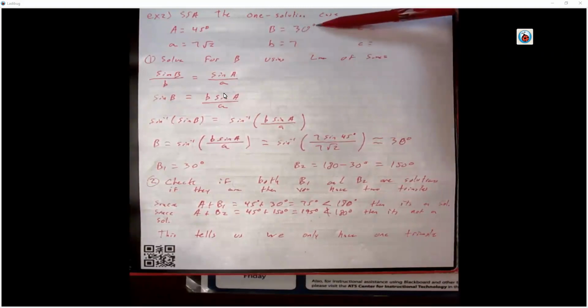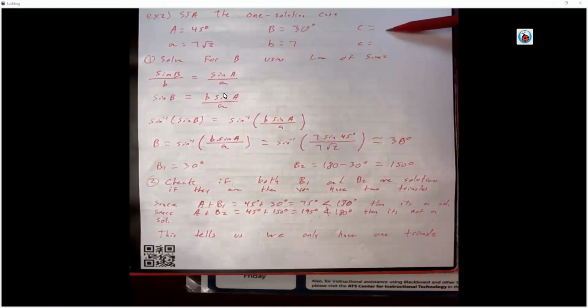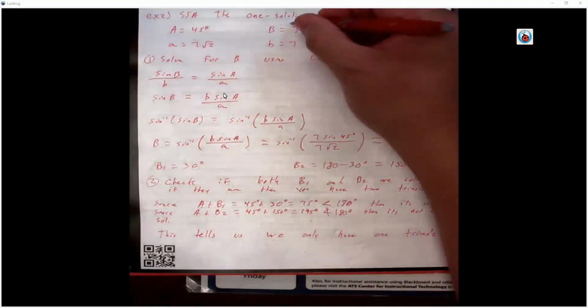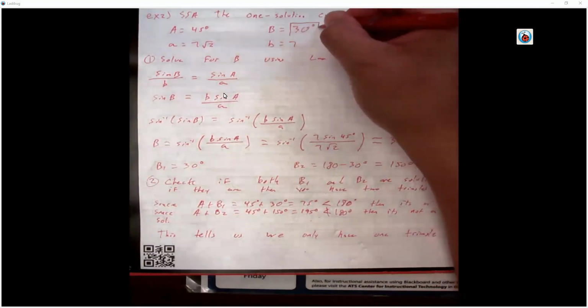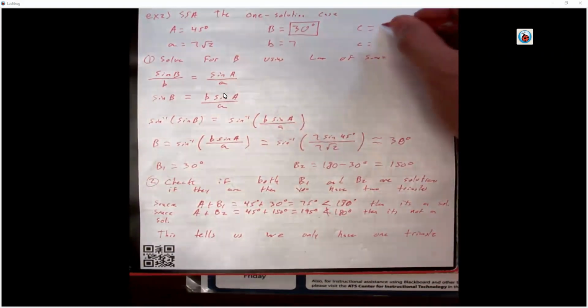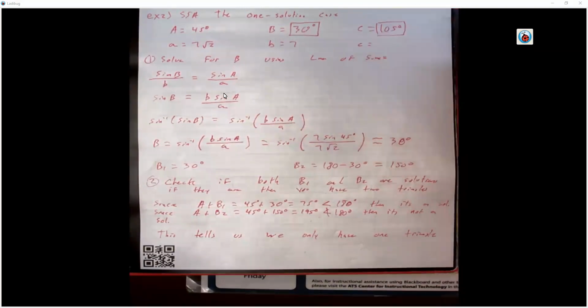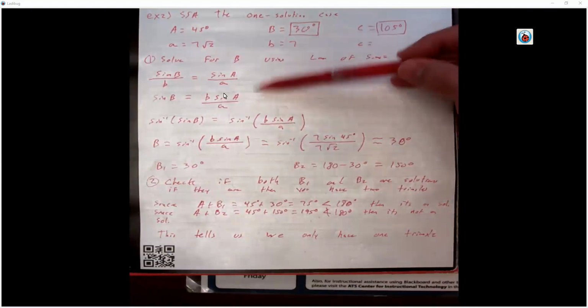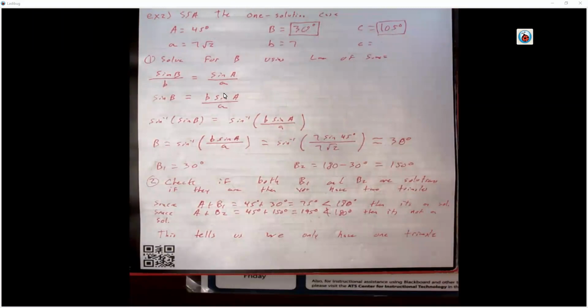We got B. So what's C going to be? I'm going to box the ones we find so I know what was unknown. So we got another answer. Now that I have an angle, I should be able to find little c, right? Using the law of sines, just like we did here, kind of. We'll do that on the next page.